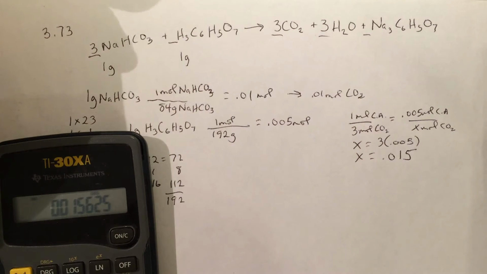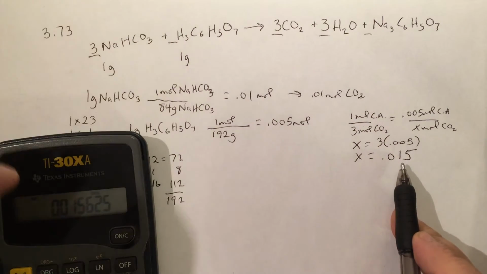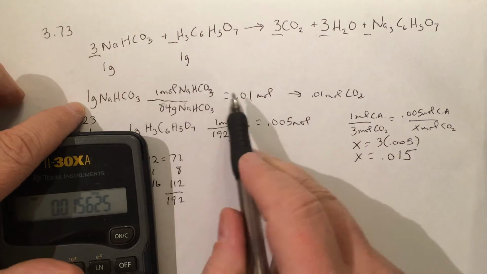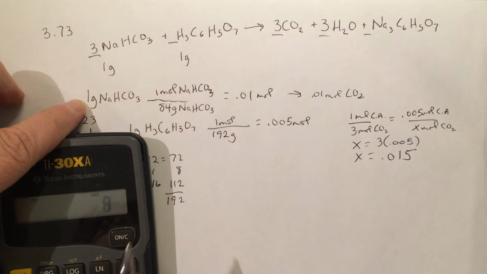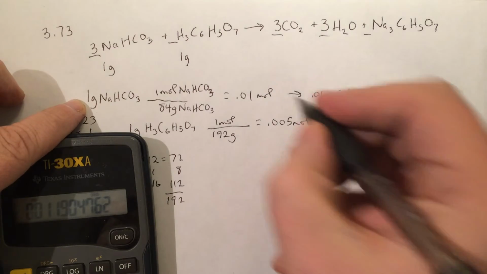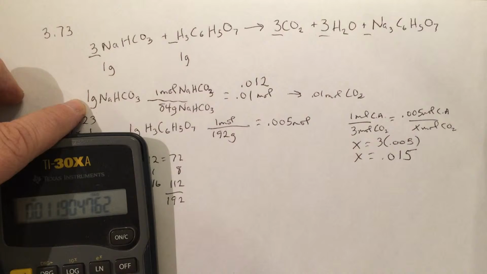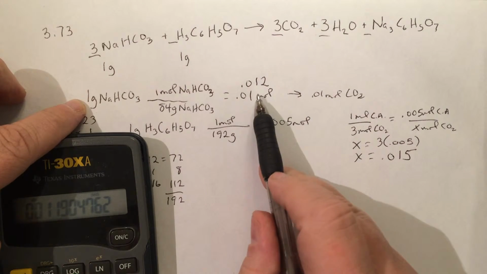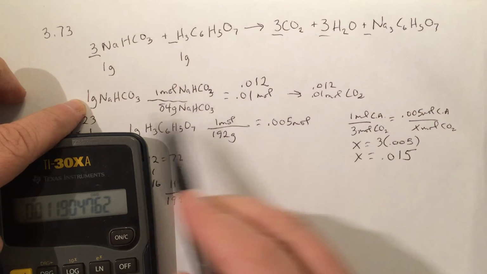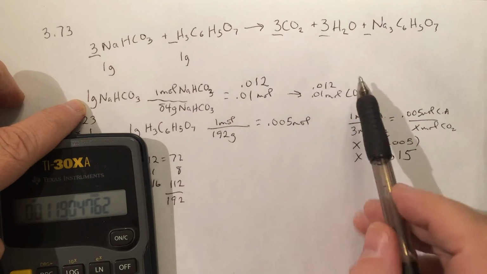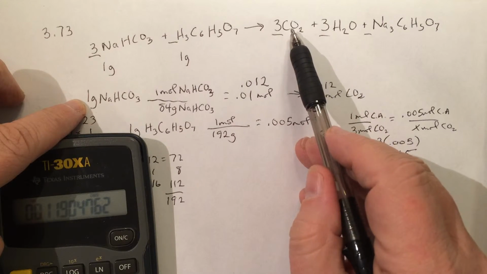Ooh, that's very close, because we saw this was 0.01, this is 0.015. Let me do this one again just to make sure what the decimal is. I have 1 divided by 84 equals 0.012. So with 1 gram of the baking soda, I can make 0.012 moles of the carbon dioxide.